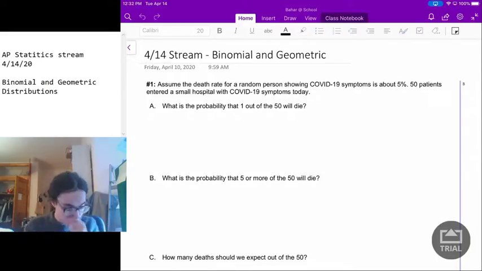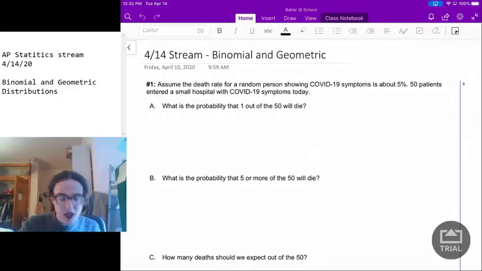No calculator needed. And then we're going to take our probability of success. It's weird to call death a success here, but basically satisfying our condition. So the probability of satisfying this condition is 0.05. And we're only looking for one example of this. So 0.05 to the 1 power. One death.